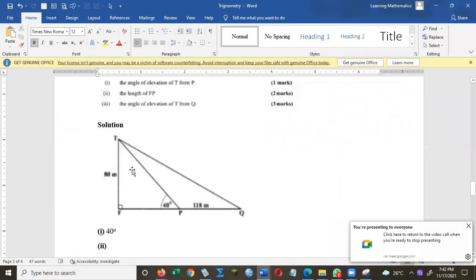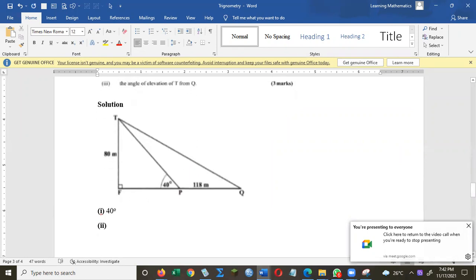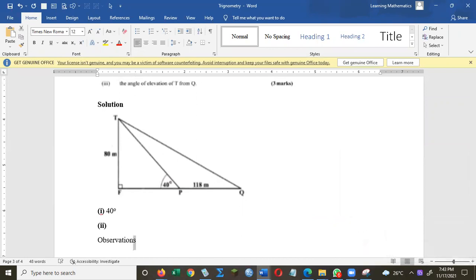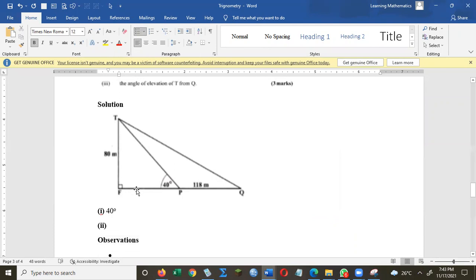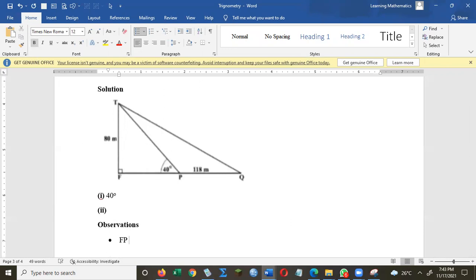Right, so the angle of elevation of T from P is 40 degrees. So we want to find the length of FP. FP is part of a right angle triangle, TFP. So we have to make some observations for us to know which ratio to use. When you're making the observations, the first thing is to identify what you're trying to find. You're trying to find FP. So we have to say something about FP.